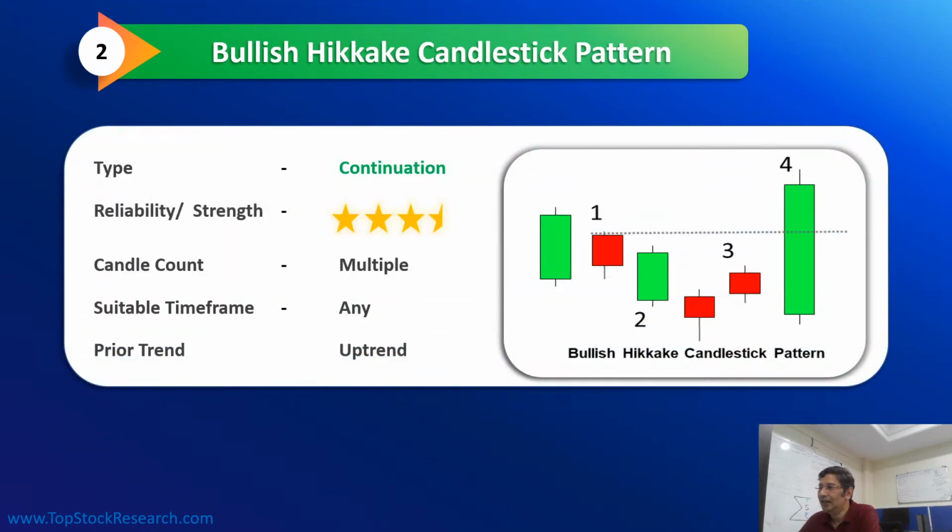The Hikkake pattern clearly tells you that it's in a downtrend, so it's a continuation pattern. It's going up here, then there's some sort of consolidation or a typical pullback, and then again such a pattern is formed, right?